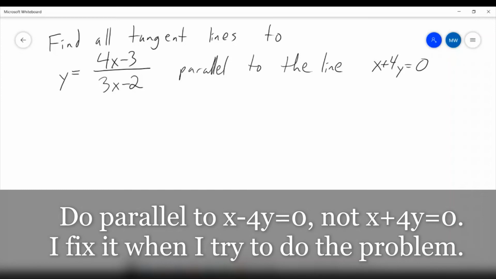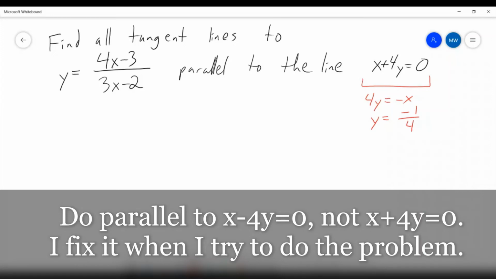Okay, how would we do this problem? Go ahead, try this problem on your own first, and then come back, unpause the video, and we will try this together. Alright, so the first thing we need to do is figure out what's the slope of the line that we're trying to get parallel to. So I would take this line and I would rewrite it as 4y equals negative x, y equals negative 1/4 x. So that means we are trying to find that slope.